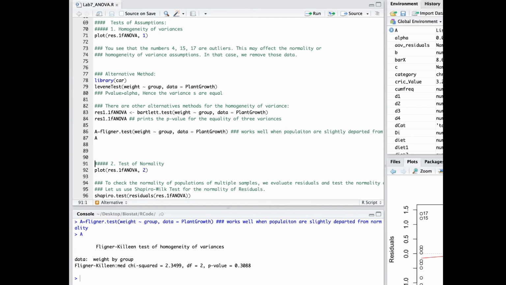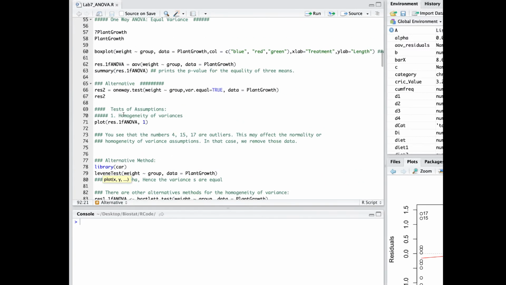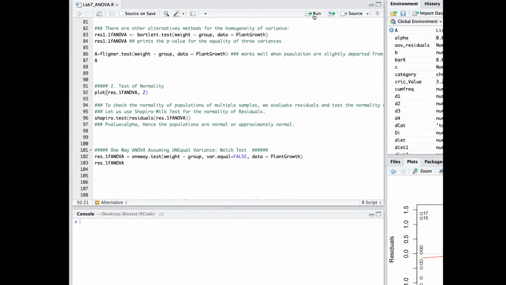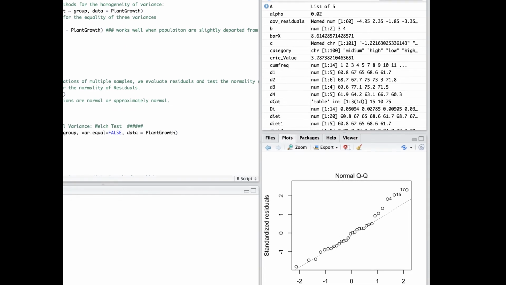The next assumption we want to check is the normality, right? So how do I test the normality? Plot residual result dot one factor ANOVA. I'm just plotting that, but instead of one I will do two there, okay? So that's a two, you see that? If I do this, it actually plots the QQ plot. You remember the QQ plot we were doing in the normality test? It looks like it is almost normal, but there are some outliers again.